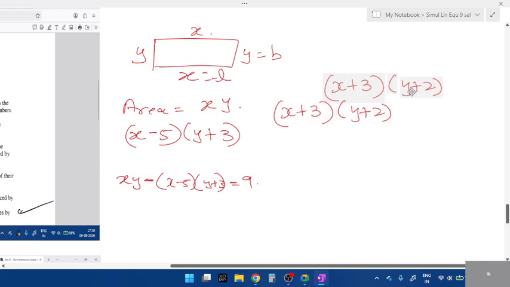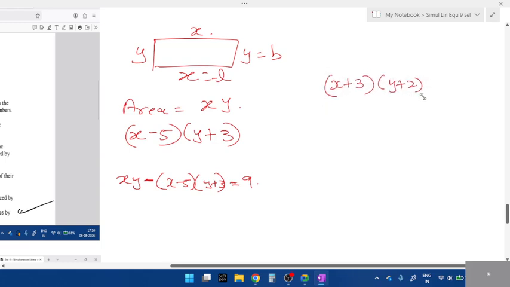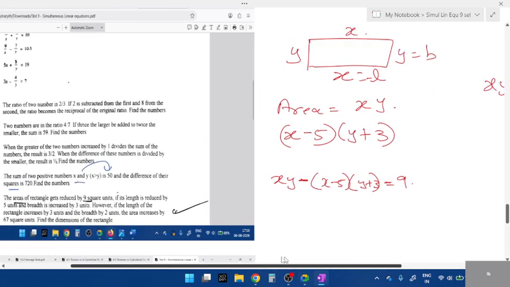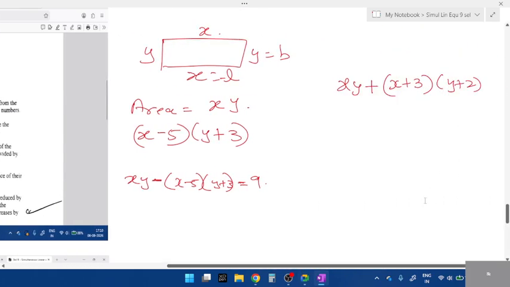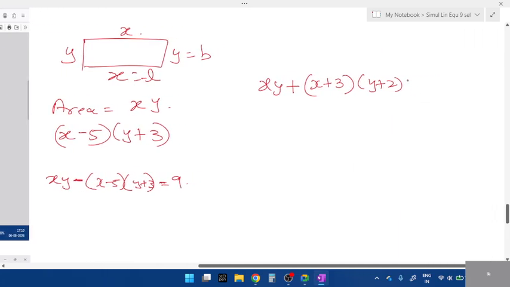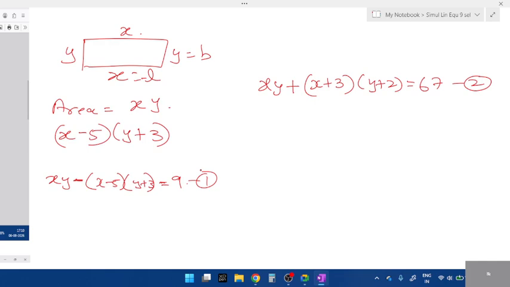See, because of this change in value, concentrate here, area is xy. Area is increased by how much? 67. Square unit just ignore, write it as 67. These are the two equations. First, go through the question. Area is decreased because of the change, so you have to subtract it in the first equation. In the second one, area is increased, so you have to add it.